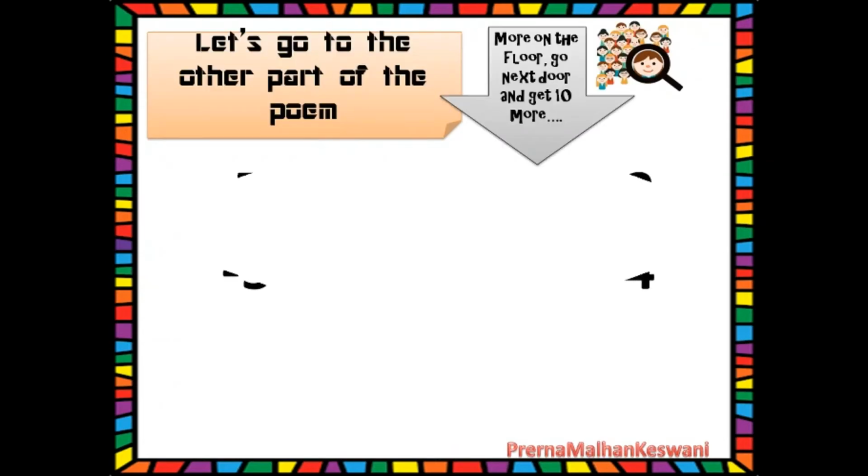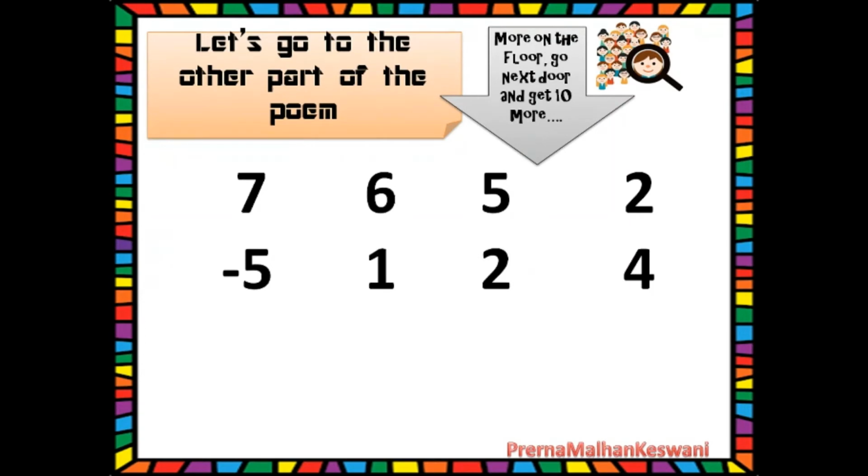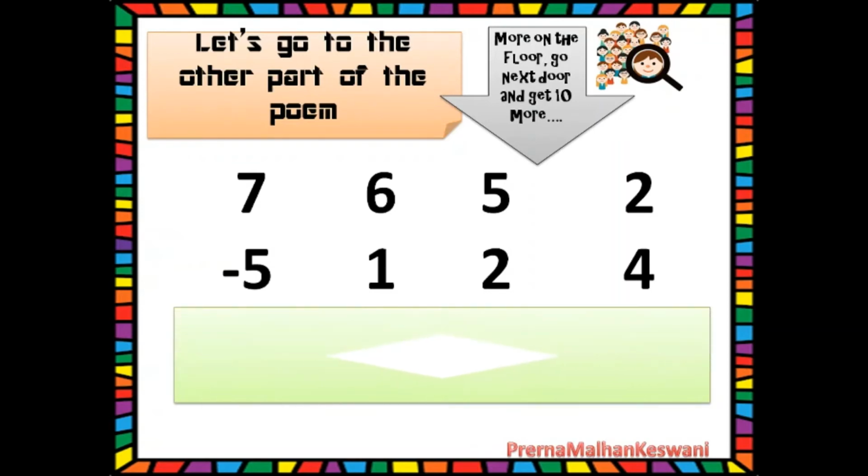Let's see this question, children. 7652 minus 5124. Look at the ones column. 2 minus 4. Now clearly, children, it is more on the floor because 4 is more than 2. So 4 is more than 2, which is on the floor. So when it is more on the floor, you have to go next door and get 10 more. That means you will go to 5.